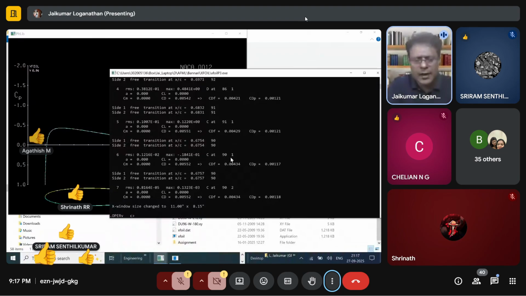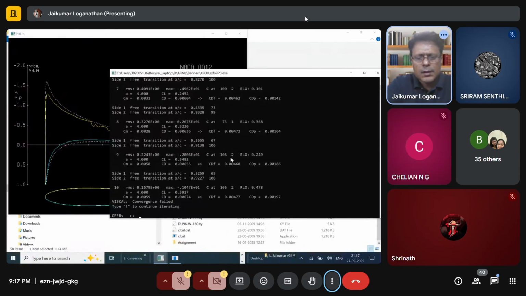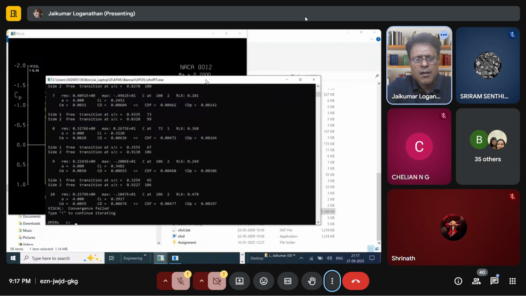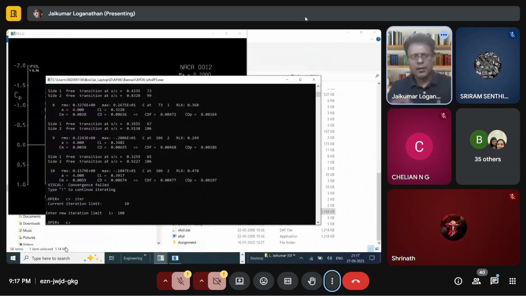So then we look at a different angle of attack. Let's say alpha 4 degrees. So you see that it's saying that convergence failed, right? It's not able to converge because usually the default is only 10 iterations, right? So we can change the iteration number by using the command ITER. I'll change it to 100. Okay. So we'll repeat the alpha 4 again.